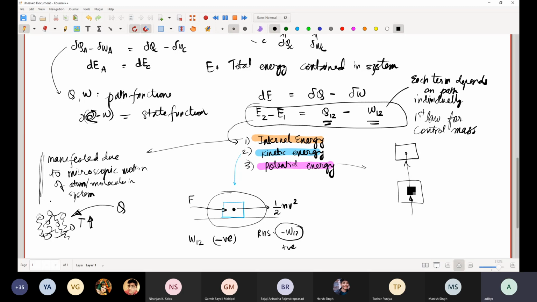So the mass is lifted, and essentially you have an increase in potential energy. So when you were doing work on the system, once again the minus W12 quantity will be positive, and therefore you have increased the energy of the system. Is that fine? Any doubt so far? Yes, sir.